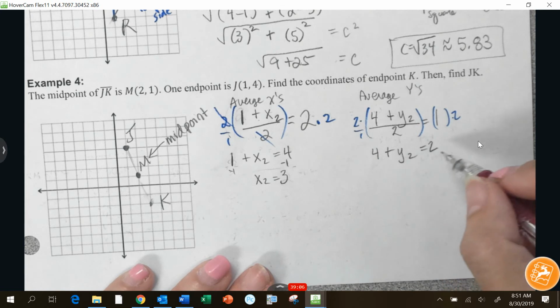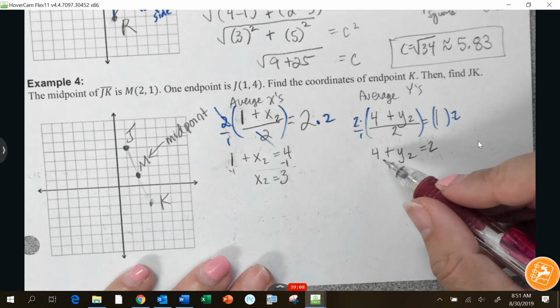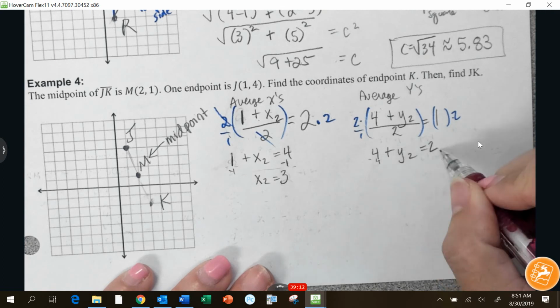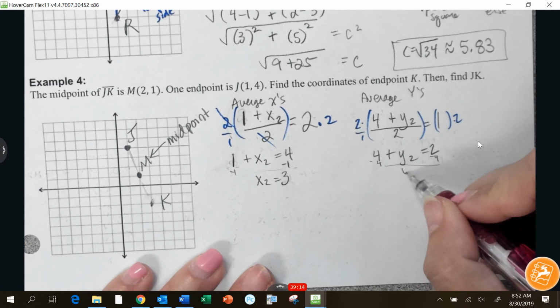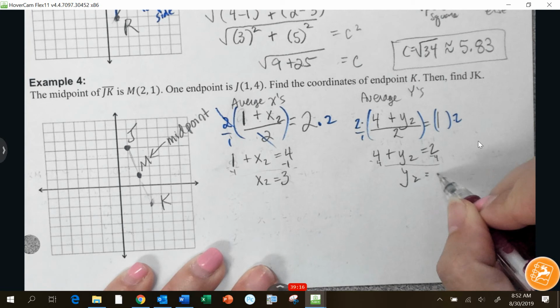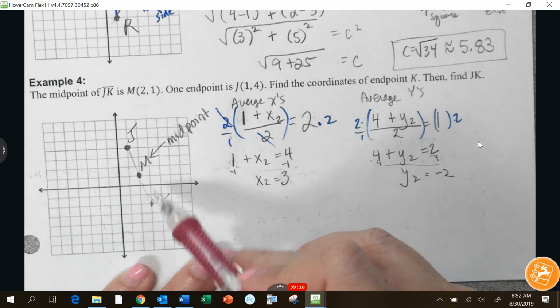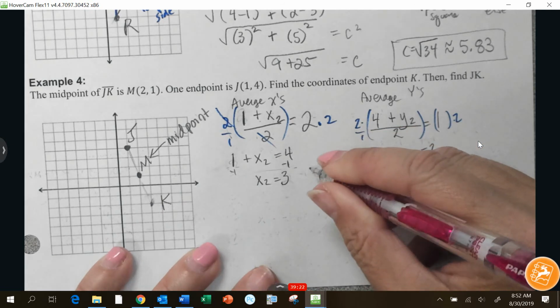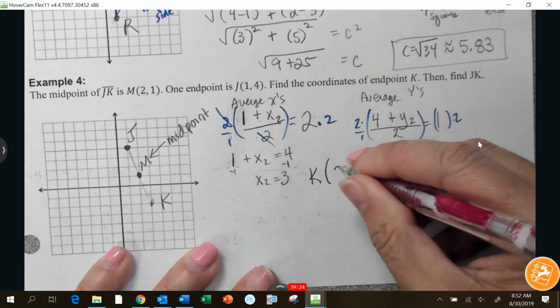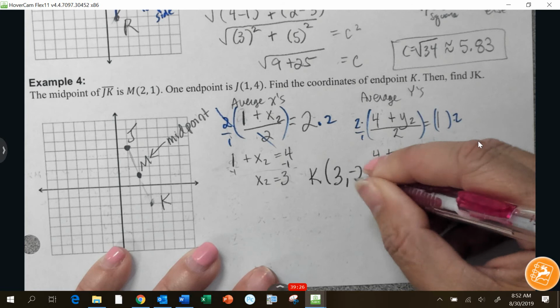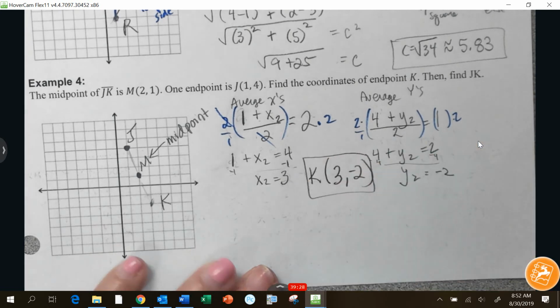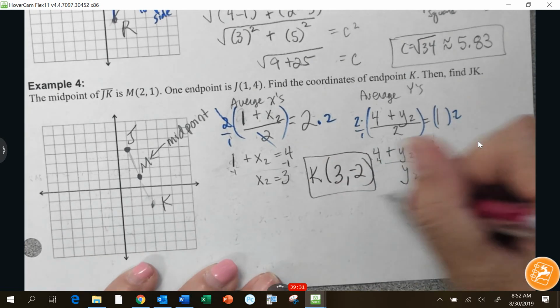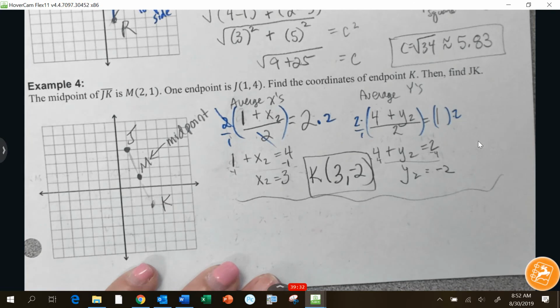Right here. What operation is between the 4 and the... Subtract 4. So you get y2 equals negative 2. And isn't that what I needed to find when you look at my picture? So my answer for K is (3, negative 2), which we got from the picture. And you can totally get it from the picture if you want. I just want to show you how to do it algebraically, just in case you can't get it from the picture.